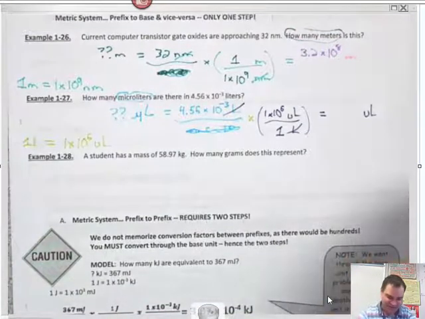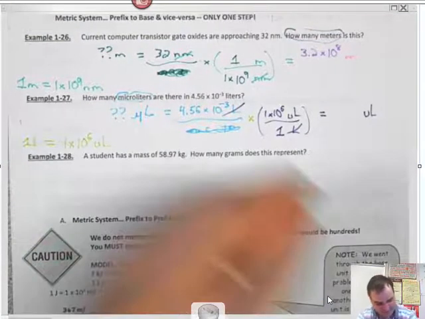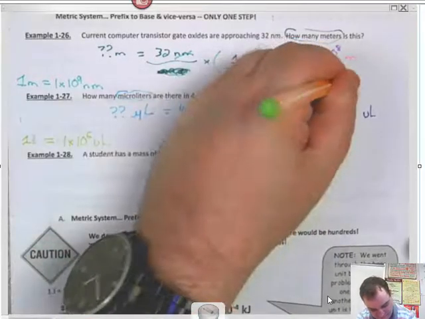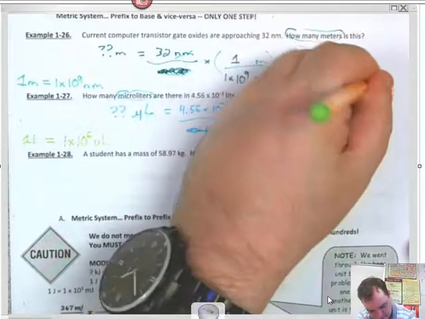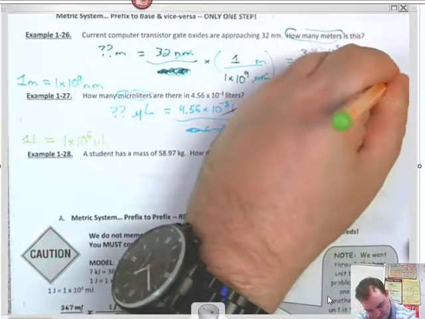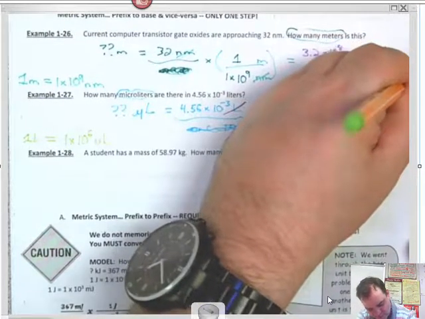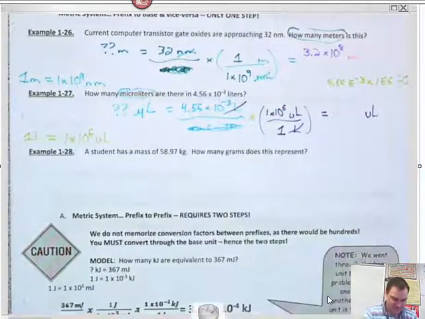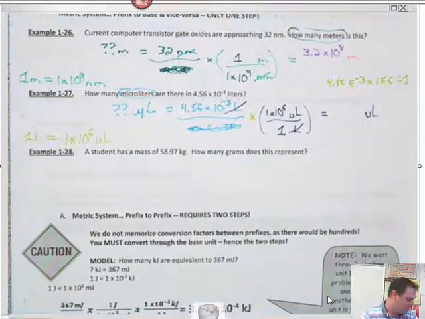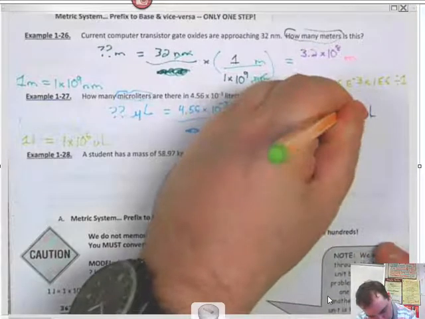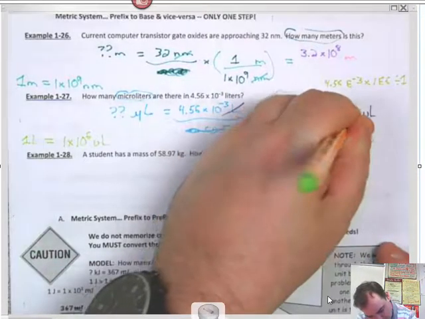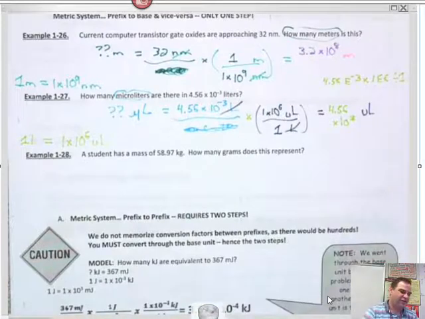If I was doing this on the calculator here, the calculator would be 4.56 E negative 3 times 1 E6 divided by 1 equals, and that would be our final answer, which would be 4.56 times 10 to the 3rd microliters.